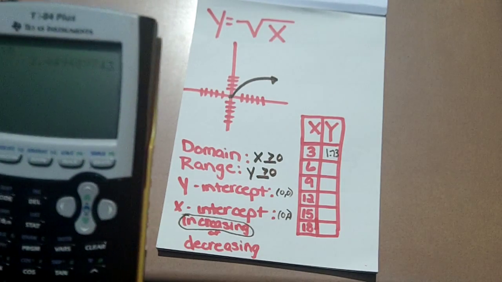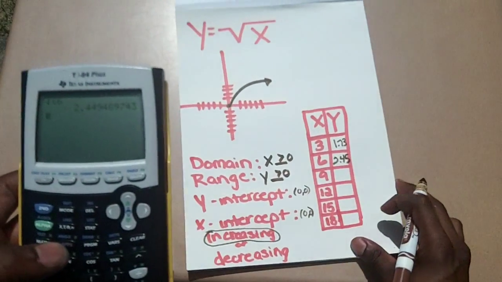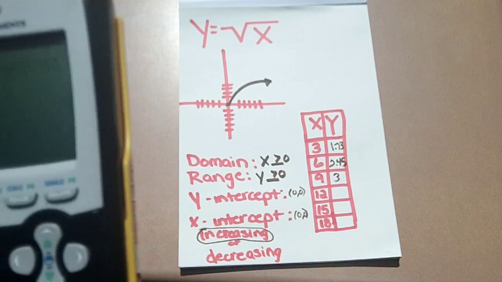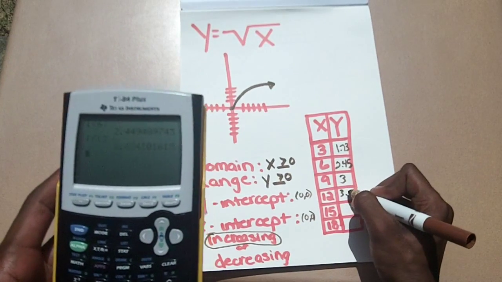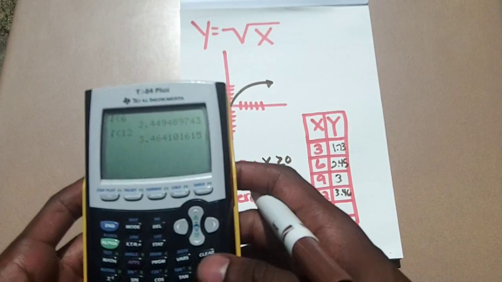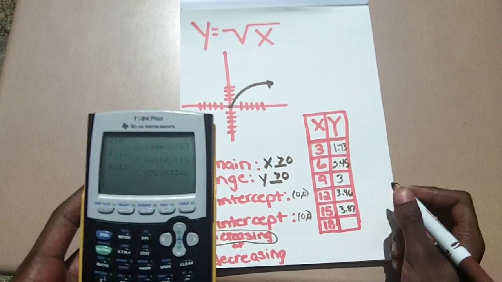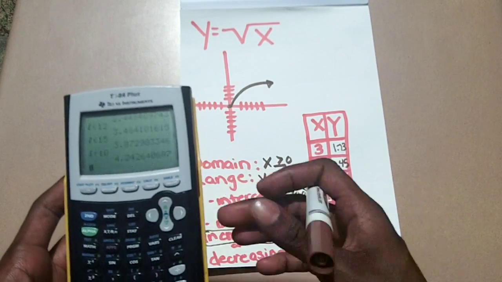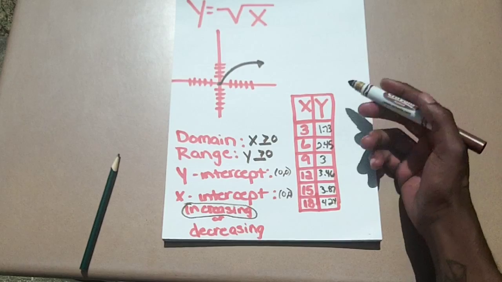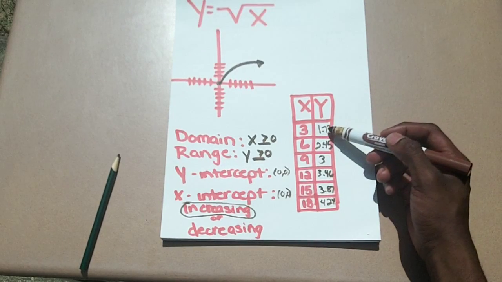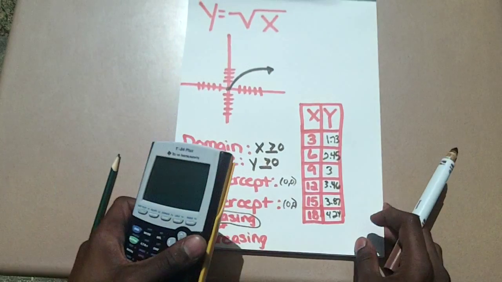Square root of 6 is 2.45. We all know that the square root of 9 is 3. Square root of 12 is 3.46. Square root of 15, 3.87, and square root of 18, 4.24. And what this chart is basically saying is that whenever x is 3, y automatically has to be 1.73. Whenever x is 6, y is 2.45, and so on and so on, always.